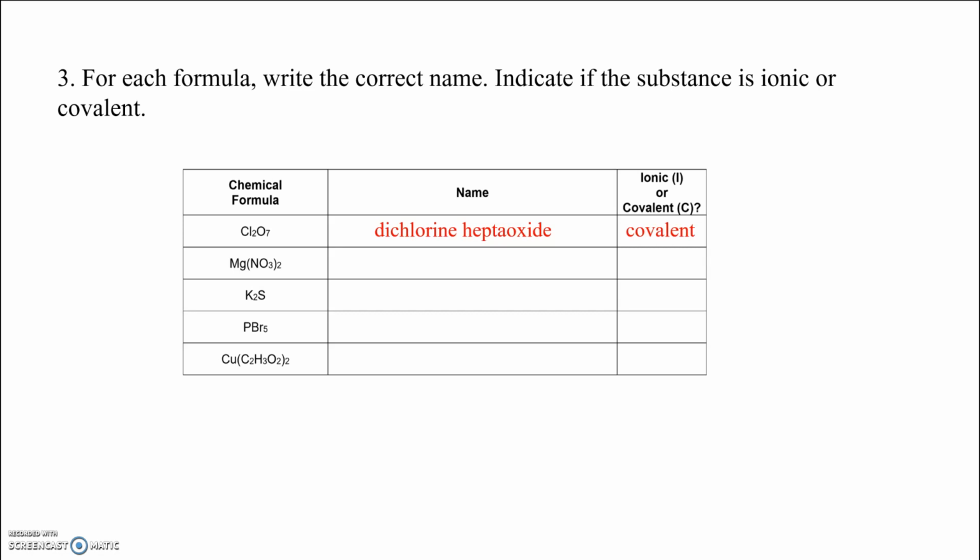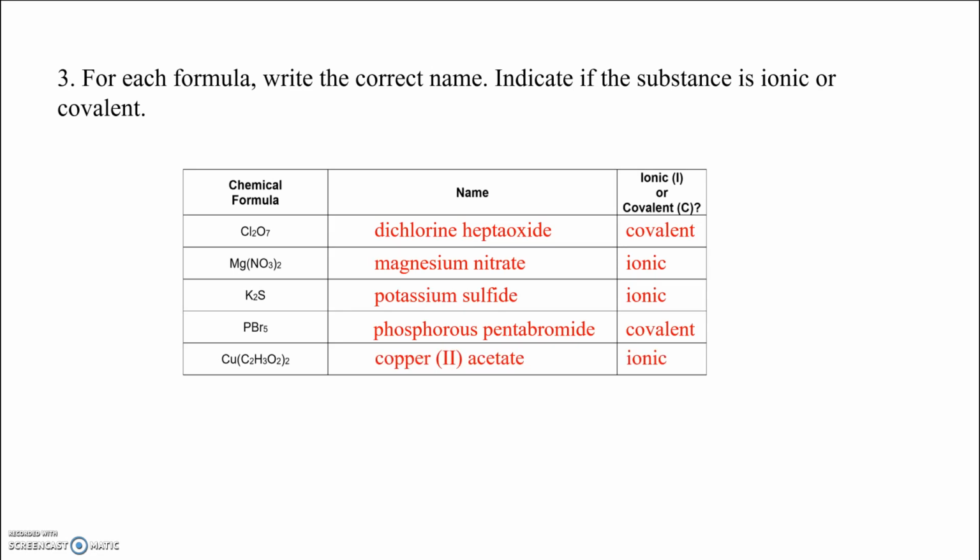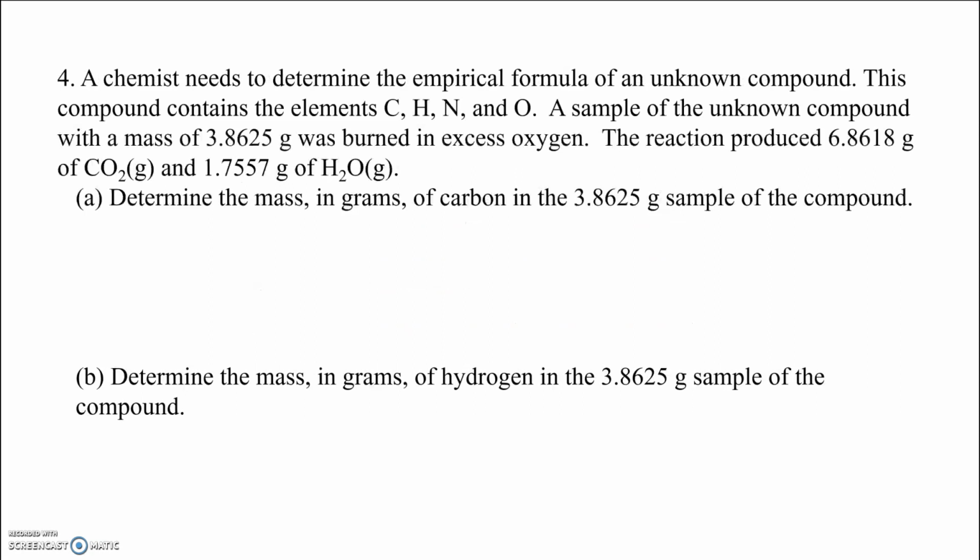The second one would be magnesium nitrate, again ionic. The third one, potassium sulfide, ionic. The fourth one, I don't have any metals, so this would be covalent. But here I would have phosphorus pentabromide. And then the last one, this will be copper(II) acetate. I use the Roman numeral 2 because copper has 2 possible oxidation states, +1 and +2. Acetate is a charge of -1, and I have 2 of them. Therefore, this must be copper(II) acetate.